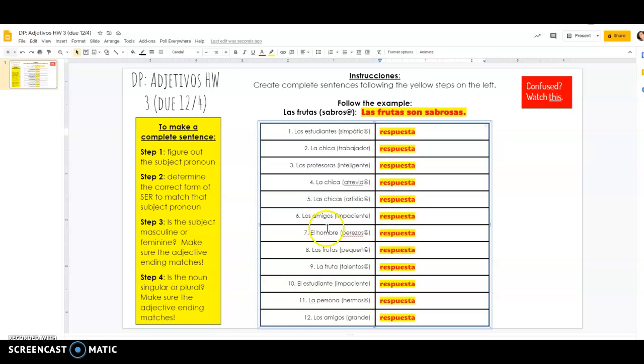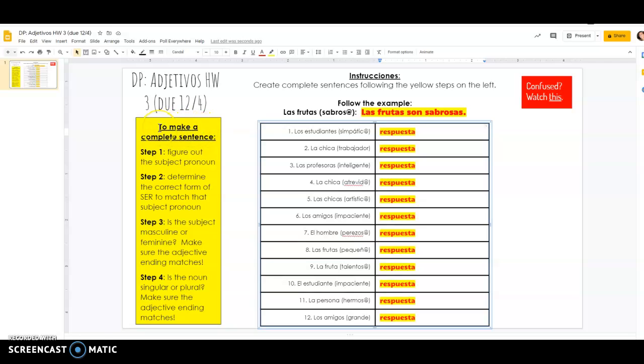Adjetivos homework 3. The instructions say, create complete sentences following the yellow steps on the left. All right, there are yellow steps, and then we have an example. It says, follow the example. Las frutas, and in parentheses, sabroso or sabrosa. And then I have my answer here. Las frutas son sabrosas. Well, let's figure out how you get that.